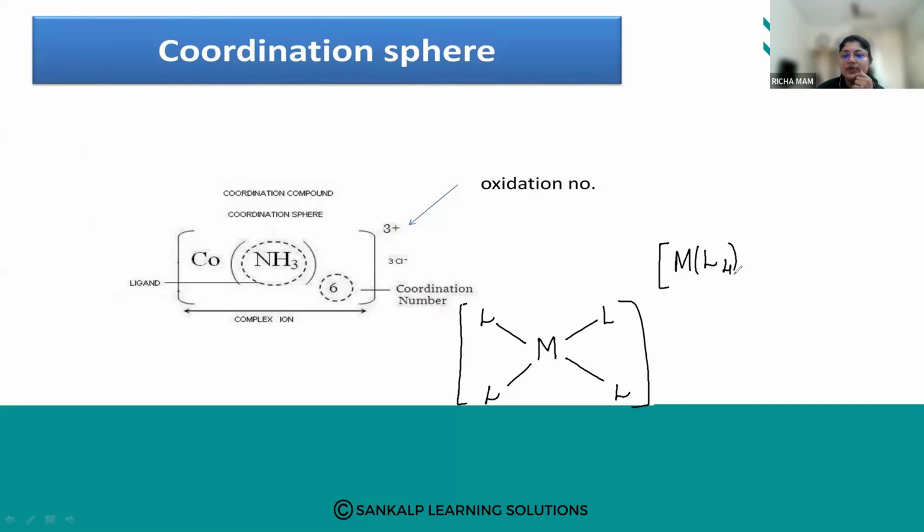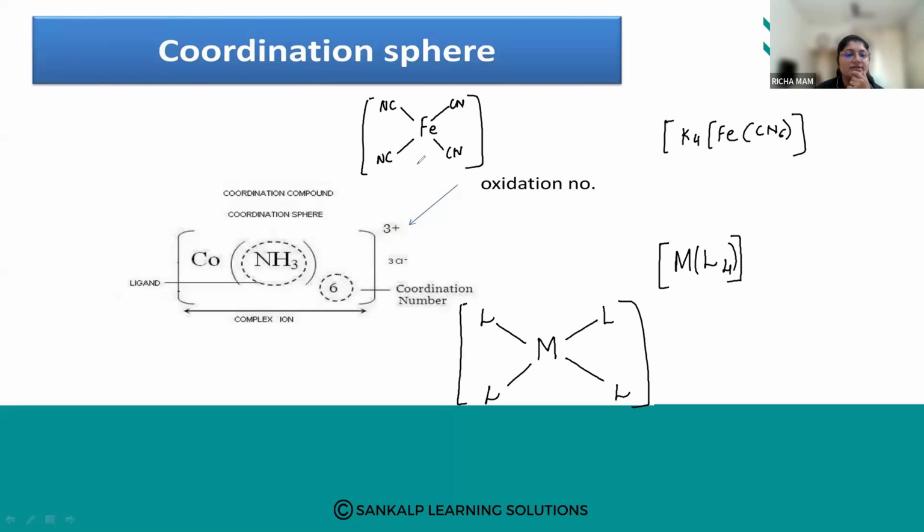So a central metal atom, when it is bonded to the ligands, and when the metal and ligands are enclosed in a square bracket, collectively this is called a coordination sphere. So we write K4[Fe(CN)6]. Here the central metal is Fe, and the six cyano groups are the ligands. The metal and the ligands, enclosed in a square bracket, completely form the coordination sphere.